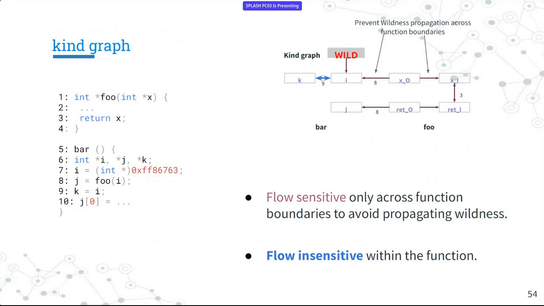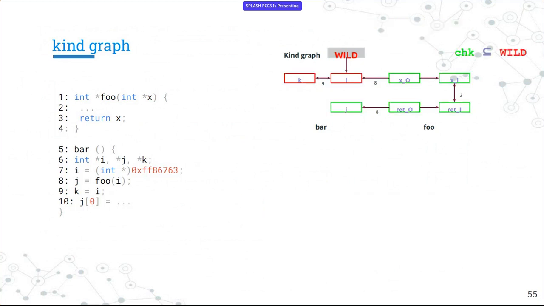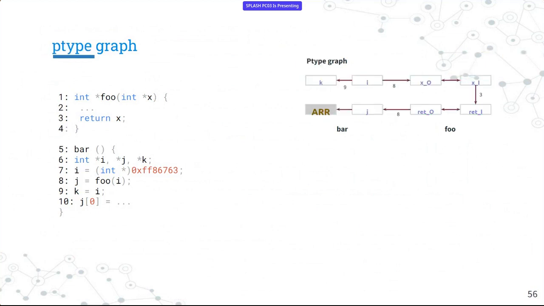Okay? Within the function, we use unification. So as indicated by the blue edge, within the function, it's all unified, while across the function boundaries, it only propagates outwards. Then we solve it by using subtyping, like checked is a subtype of wild. We get the solution. For the pointer type graph, we use regular flow-sensitive type qualifiers. We get the corresponding solution.